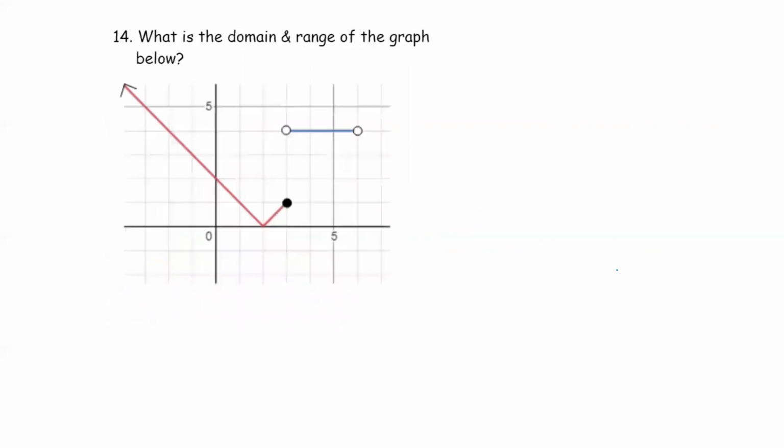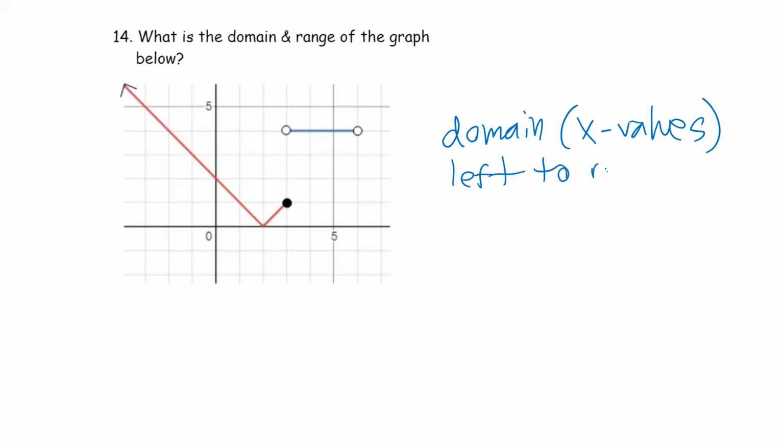Number 14. What is the domain and range of the graph? Let's start with the domain. Domain are the x values. We're looking left to right. We start on the left side. On the left side here, it comes from all the way over here at negative infinity. Then it keeps going. Well, it kind of stops here at 3, but that's a closed circle. So, and it picks back up again right after 3 until 6.